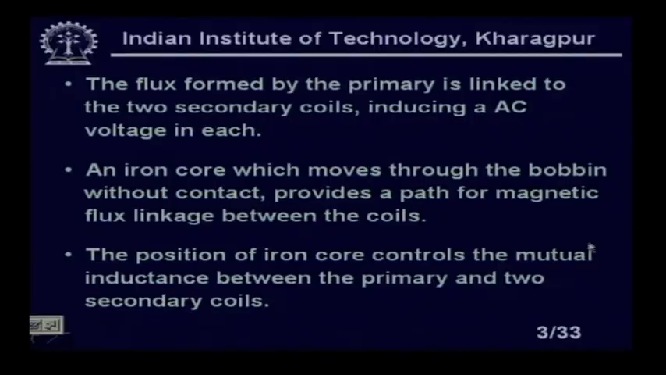And usually we find the entire LVDT assembly, in some cases, is put under another casing, so that it will not be influenced by other external magnetic fields. Obviously, it depends on the magnetic fields.